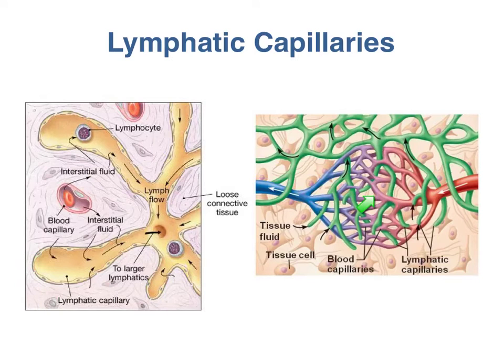Compare this to the vascular capillary beds. Remember that in vascular capillaries, blood flows into the capillary bed from an arteriole and out of the capillary bed into a venule. For the lymphatic capillaries, they just terminate in the tissues.